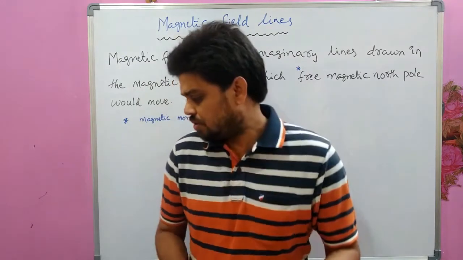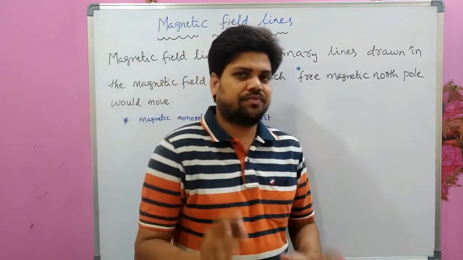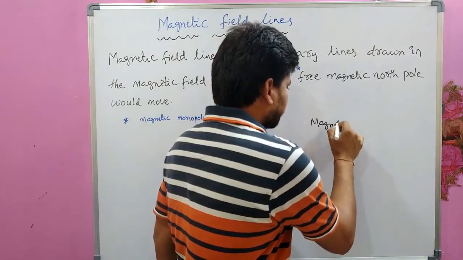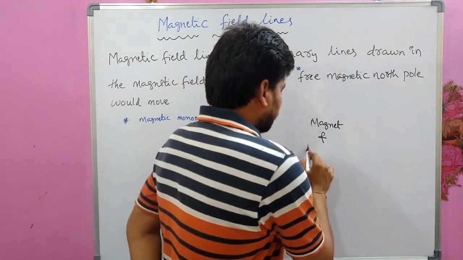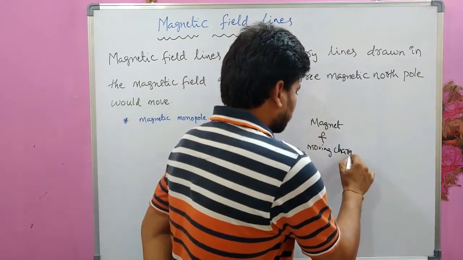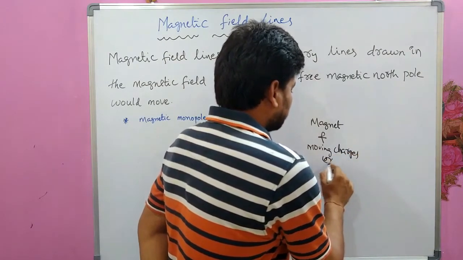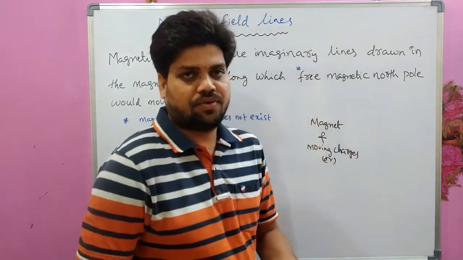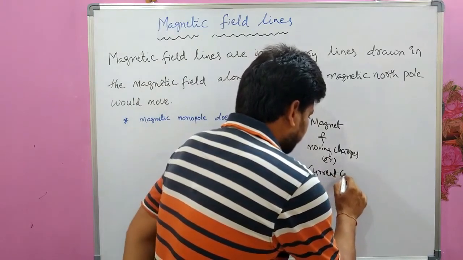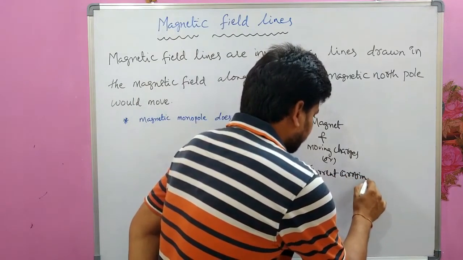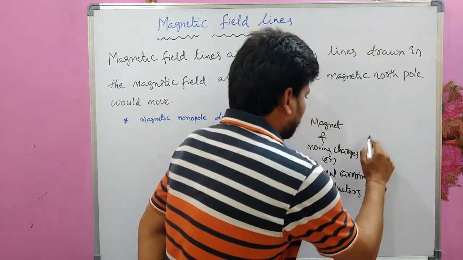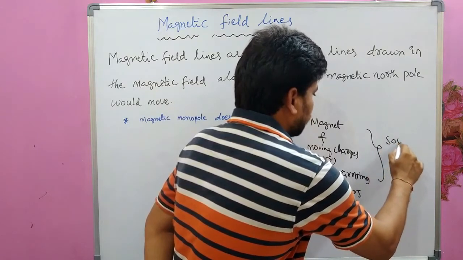Okay, so what are the sources of magnetic field now? So magnet and moving charges, or you can say moving charge is nothing but a current flow, right? Current carrying conductor. Current carrying conductors are the sources of magnetic field.